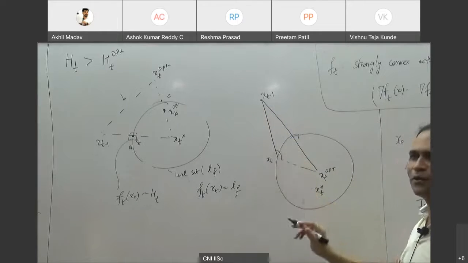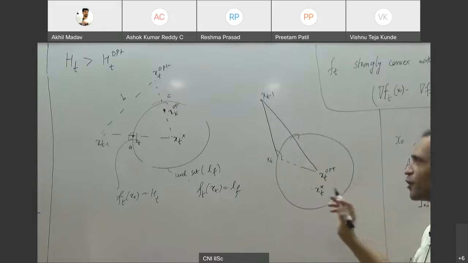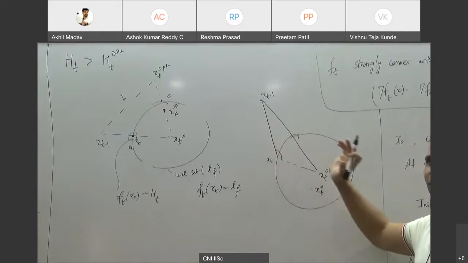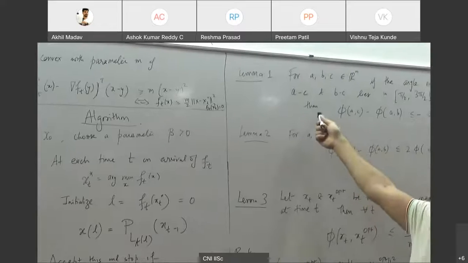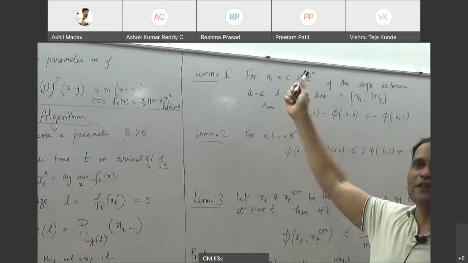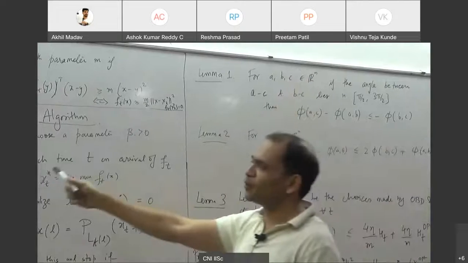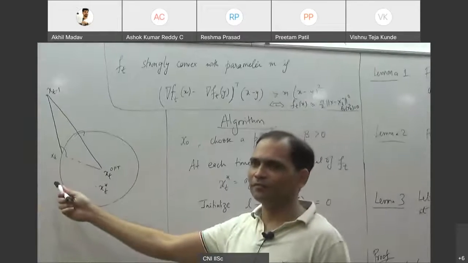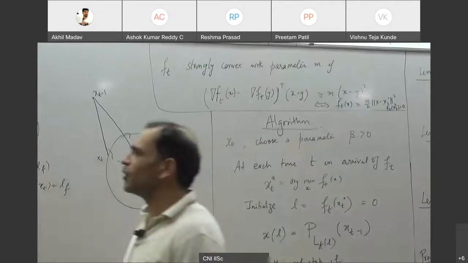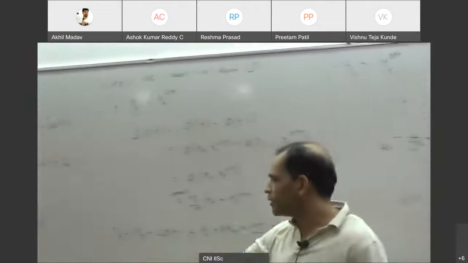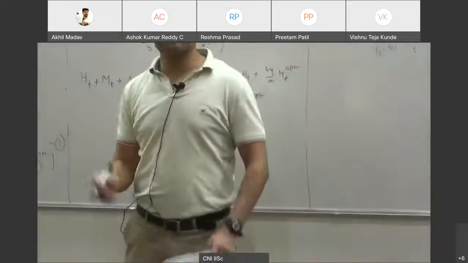This is a principle you've seen so many times. What is the angle made by this? That's all I'm going to use for the rest of the analysis. Because if you remember, the lemmas I've written are only for obtuse angles. This lemma one is exactly for obtuse. This simple property of projection is what is going on. So now you should think about why I'm able to bound the relationship. In each step, what is it doing?